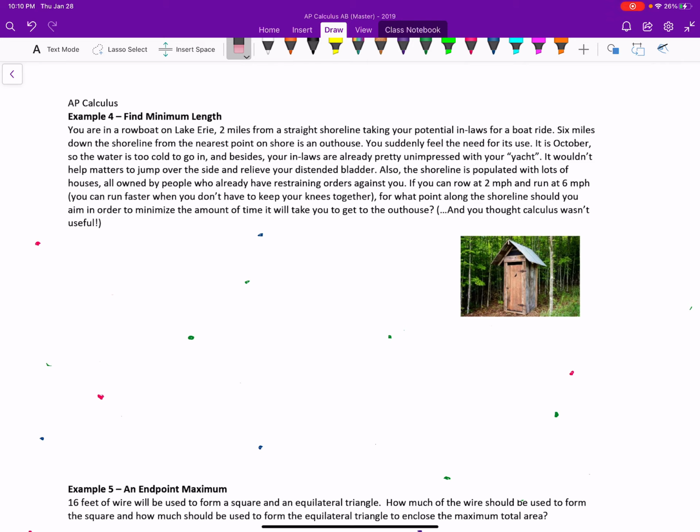And also, the shoreline is populated with lots of houses, all owned by people who already have restraining orders against you. So I don't know what you've been up to, but I'm just saying.